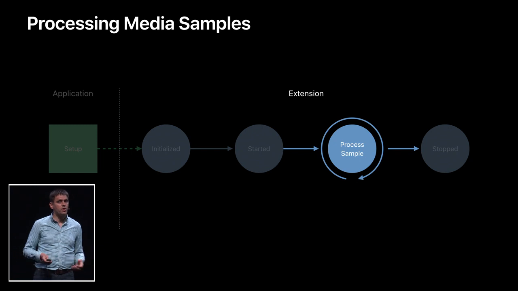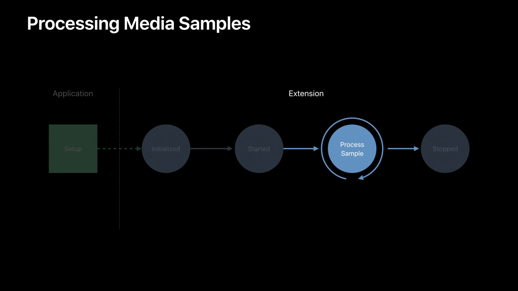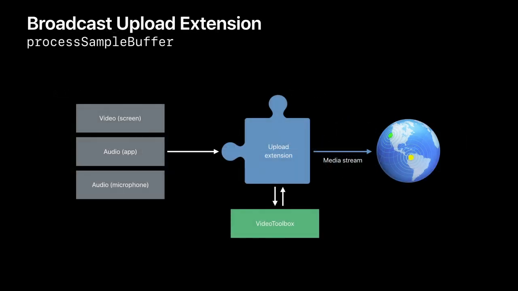Once the broadcast is running, ReplayKit will provide raw audio and video samples, and your extension needs to encode them and upload to your video service using whatever technology you prefer to use. ReplayKit provides your extension 3 types of samples: samples with video captured from the screen, samples with audio tapped from the application, and samples with audio captured from the microphone. Your extension will encode all of this and upload to the service.